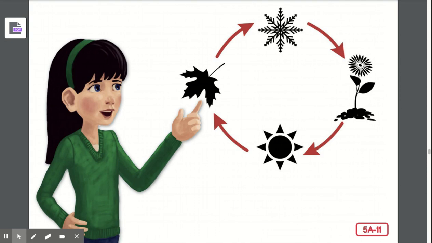But one holiday that we didn't talk about in our story is Halloween. Halloween also takes place in autumn.